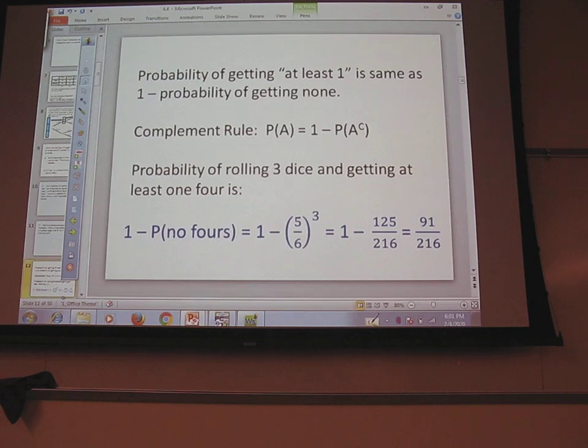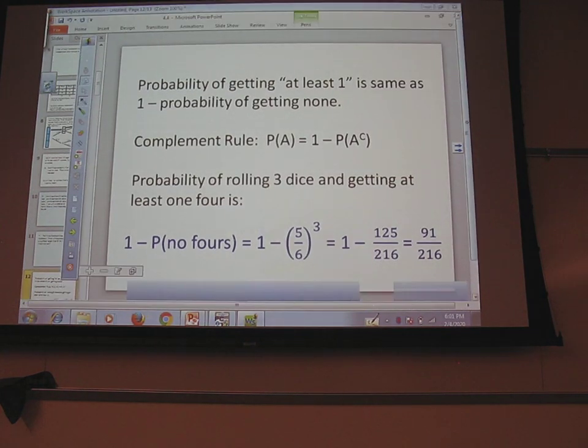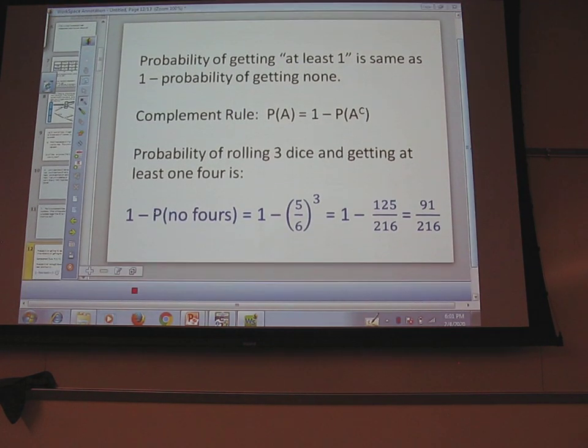So the next one we should look at is this one. Corey, go ahead and read. Probability of getting at least 1 is the same as 1 minus the probability of getting none. Complement rule: probability of A equals 1 minus the probability of not A. And the probability of rolling 3 dice and getting at least one 4 is 1 minus the probability of no 4s. That's good. Perfect, thanks.